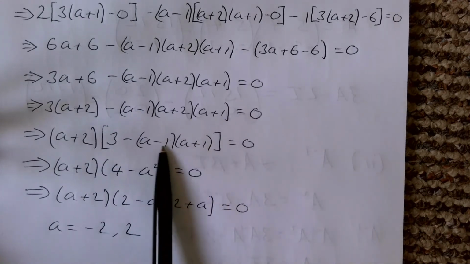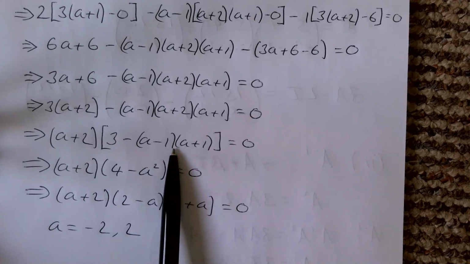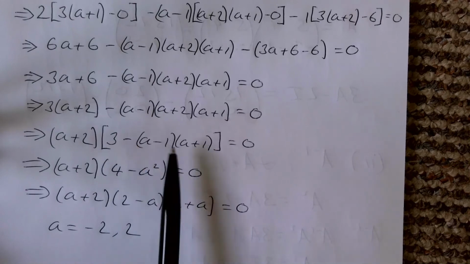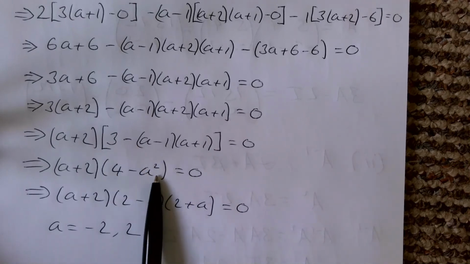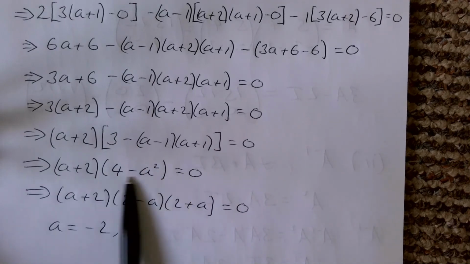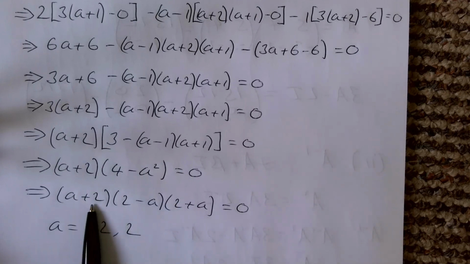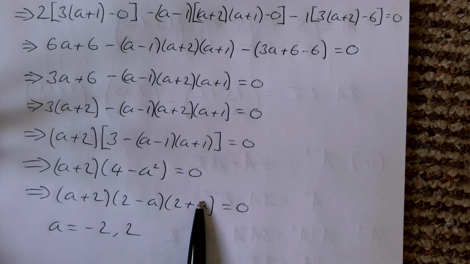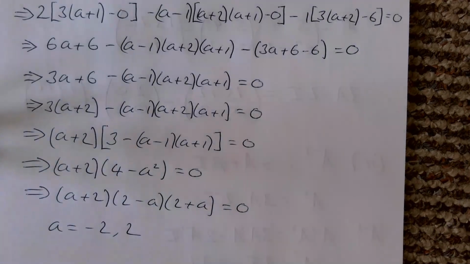Multiply out your brackets here, (a - 1)(a + 1), that's just difference of two squares, so that gives you a squared minus 1, and it's obviously a minus, so that all ties up to give us 4 minus a squared. So we have (a + 2) upon 4 minus a squared. Next line, (a + 2), this is difference of two squares, (2 - a)(2 + a). These terms are both the same, and our two values of a then come out to be a equals minus 2 or 2.